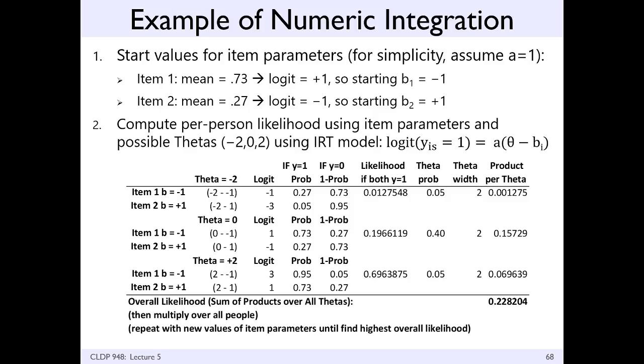Let's say, for the sake of argument, that this person that I'm trying on thetas for got both of these answers right. So I do the same thing for item 1 and item 2. I multiply the predicted probability that they got the 1 together, because items are supposed to be independent after you control for theta. That shows up in this column right here.